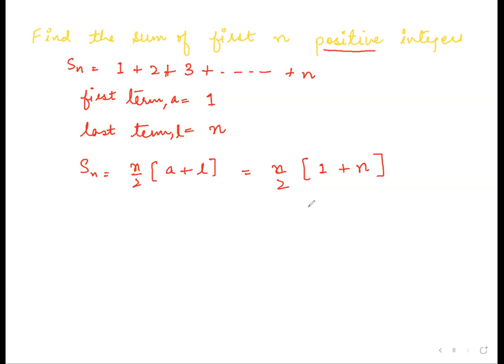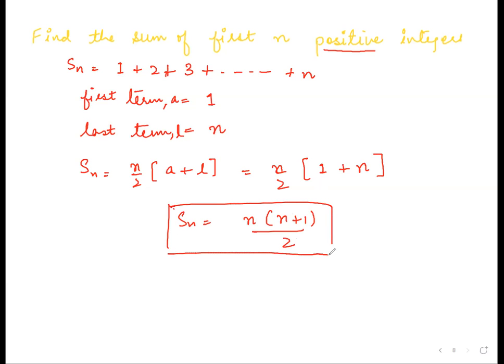So I can write it like this: Sn is equal to n into n plus 1 divided by 2. You can just remember it, this is the sum of the first n positive integers. It is sometimes required in various competitive exams. For your future, if somebody asks you what is the sum of the first n positive integers, you should be able to recall it. It is n into n plus 1 by 2. Fine. And if you forget, just use the formula.